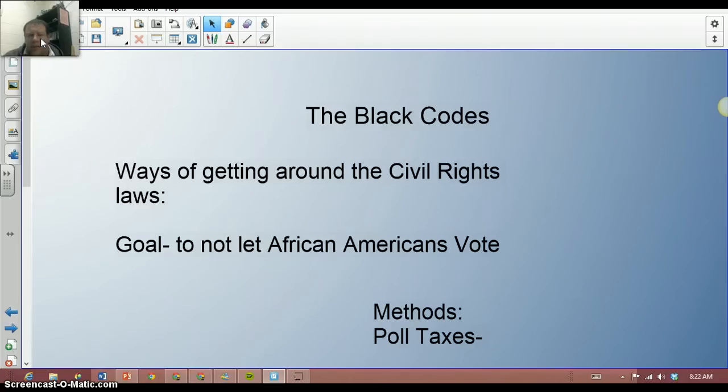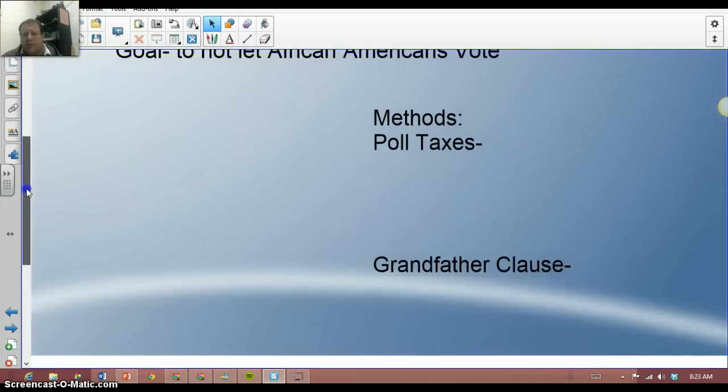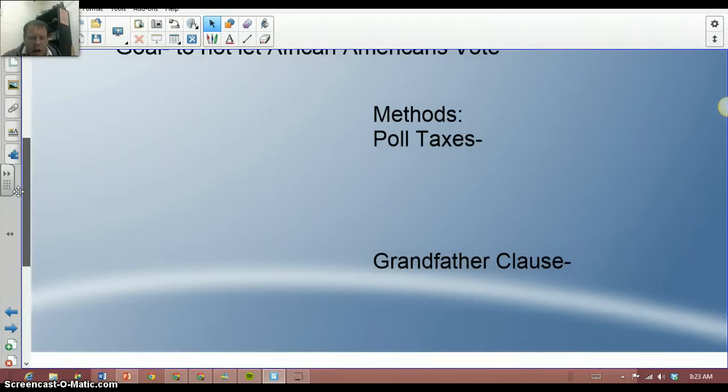Now, one of the things that these states do are called the Black Codes. It was basically a way for some states to get around all the different civil rights laws. The goal in these states was to make sure that African Americans could not vote. One of the methods they used was called a poll tax. Basically, you had to pay a fee to go and vote. A lot of African Americans had been slaves before that, and so they had really no money. There's no way they could afford to pay to vote plus pay all their other bills. So it was a way for states to encourage African Americans not to vote, with big, huge poll taxes, so that the only people that could actually vote would be the rich whites.